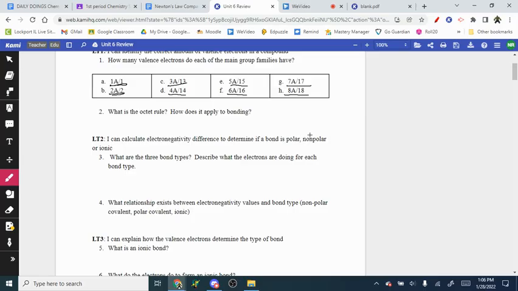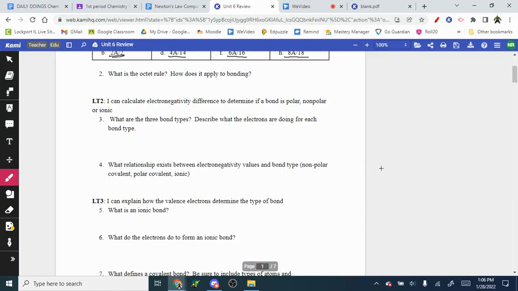Almost all the elements on the periodic table do not have 8 valence electrons, and they want 8 valence electrons. So in order to get those 8 valence electrons, they bond with other elements to either transfer or share those electrons so they can have 8 electrons around themselves and fulfill the octet rule.